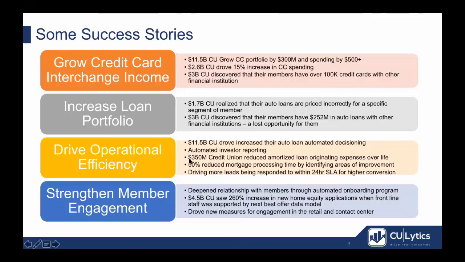Similarly, there was another credit union, in this case a 350 million credit union, which used the data and reduced their amortized loan origination expenses over the life of the loan, which led to, from the financial statement perspective, increased income. So there are examples all over the different functions within the organization.